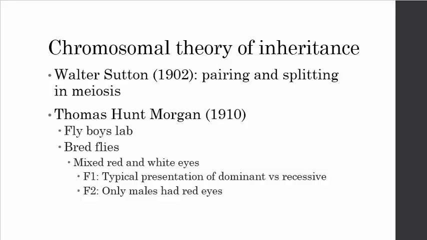They bred thousands of flies, and what they were looking at were mixes of red eyes to white eyes. In the F1 generation of these flies, you saw the typical presentation of dominant to recessive. In the F2 generations, however, what they started noticing was that only the males had the white eyes, the recessive trait. They weren't really sure at the time what was going on. Now we better understand it, and we will come back around to see exactly what Thomas Hunt Morgan had discovered in his lab.